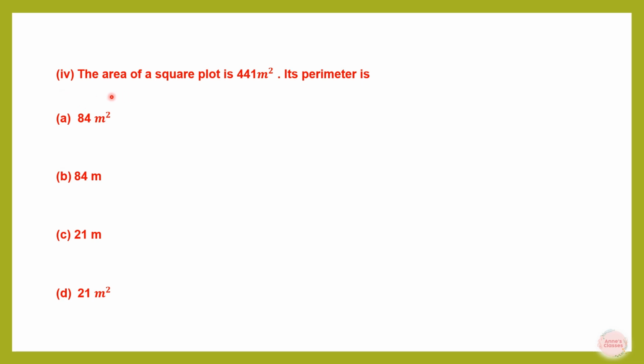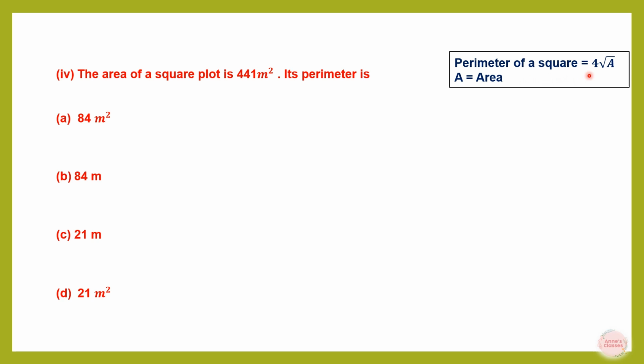Question 4. The area of a square plot is 441 meters square. Its perimeter is one of these. So area is given to us, we have to find its perimeter. So whenever area is given and we have to find its perimeter, we have to use this formula. Perimeter of a square is 4 root area. Okay, that is A stands for area here. So right, that is 4 into the square root of area.